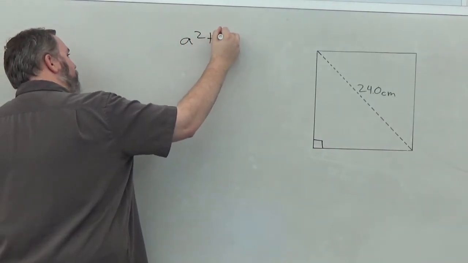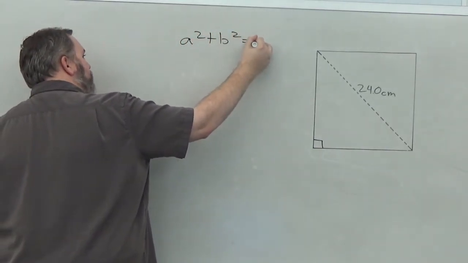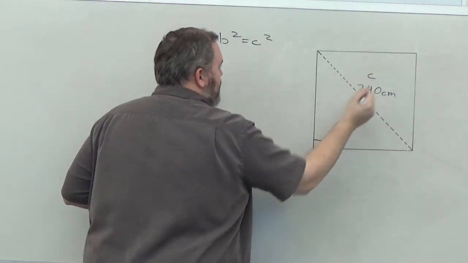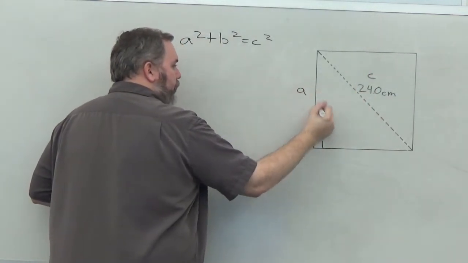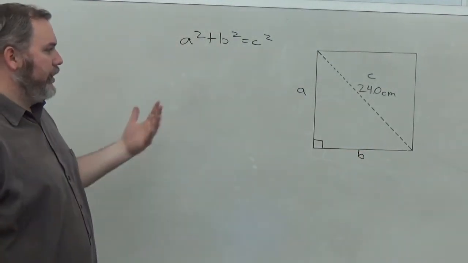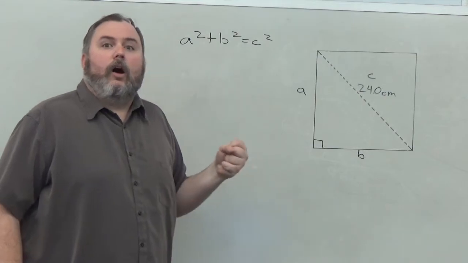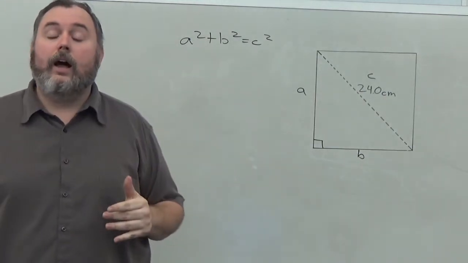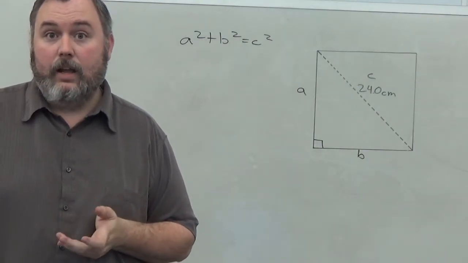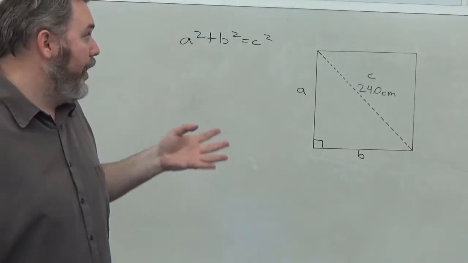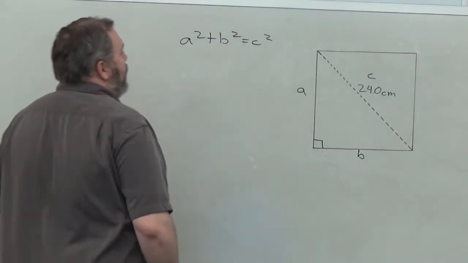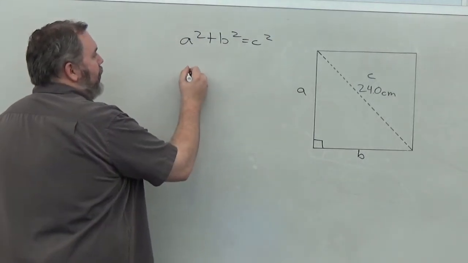A squared plus B squared equals C squared. Well, we know that this is going to be our C. We know this is going to be our A and this is going to be our A. But here's the thing. These two are different. Are they? No, they're not. Actually, A and B in this particular problem are the same thing. Why? Because it's a square. All sides are equal.